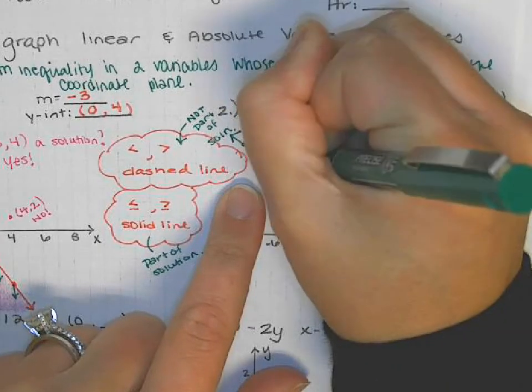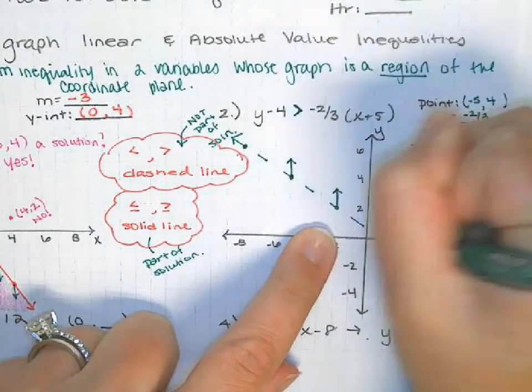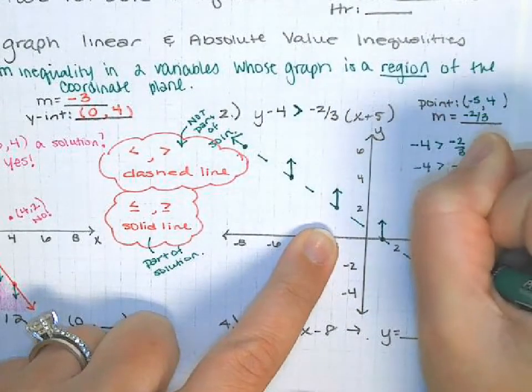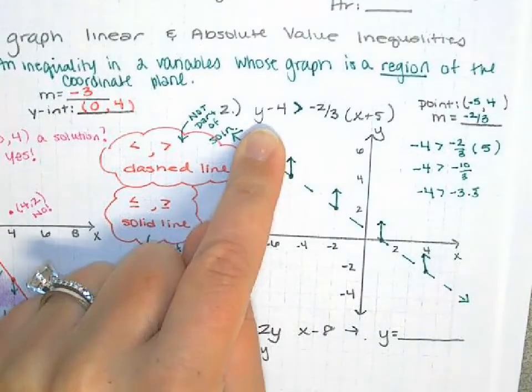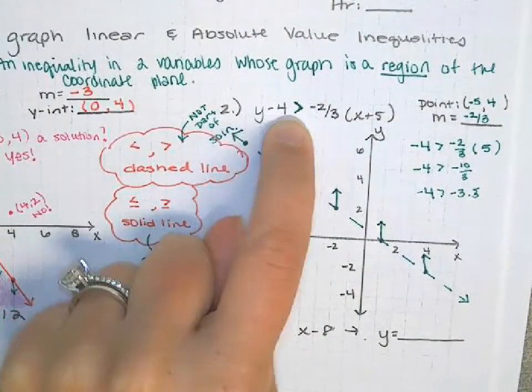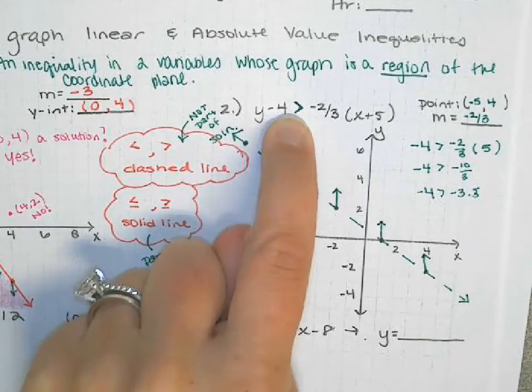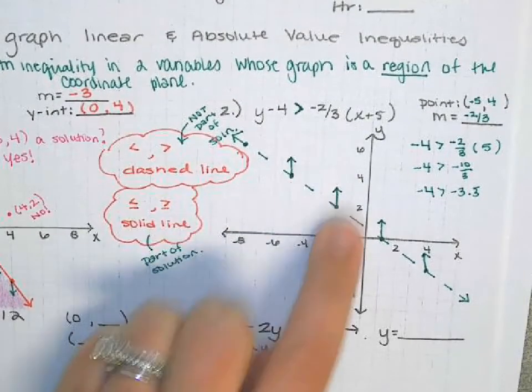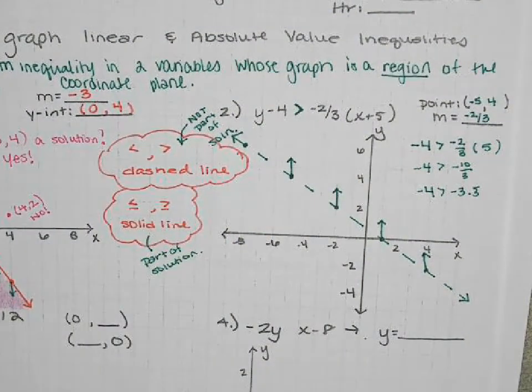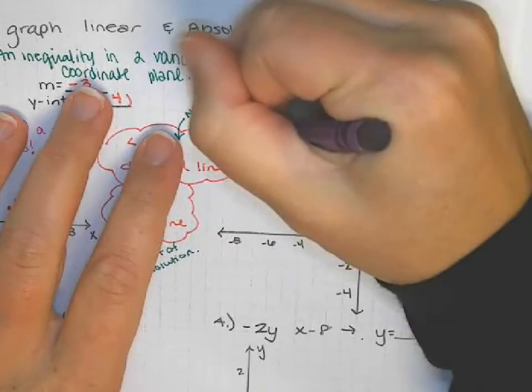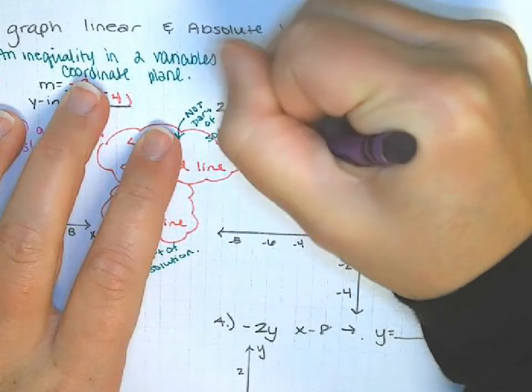So I'm going to go to all these points and I'm going to go up. I'm going to be shading in this direction. And I knew I was going to be shading up because y is the only variable on that side, and it's y is greater than, even though it's y minus 4 is greater than, so I know y greater than, I'm going to be shading up. So once I know which side of the line I'm shading on, I'm going to make sure I shade that entire region.